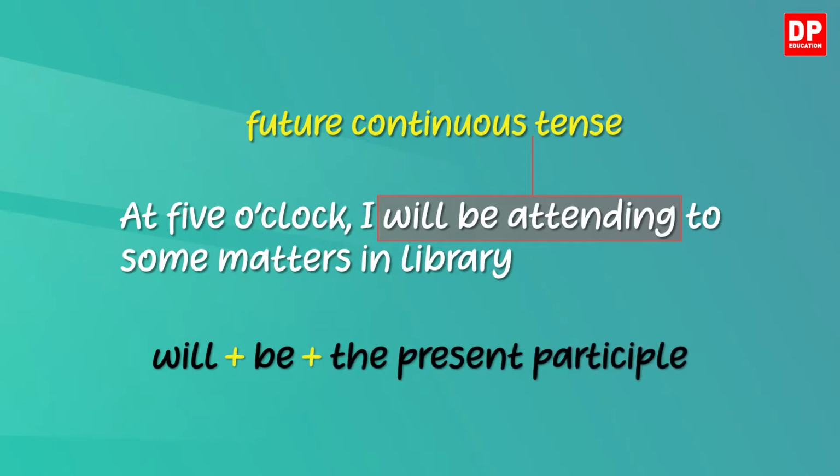This indicates that attending to some matters won't take place all at once. It will have a duration. The will plus be plus present participle construction always indicates the future continuous tense.